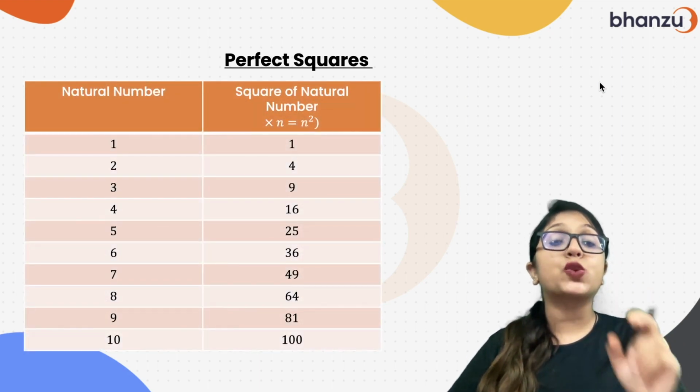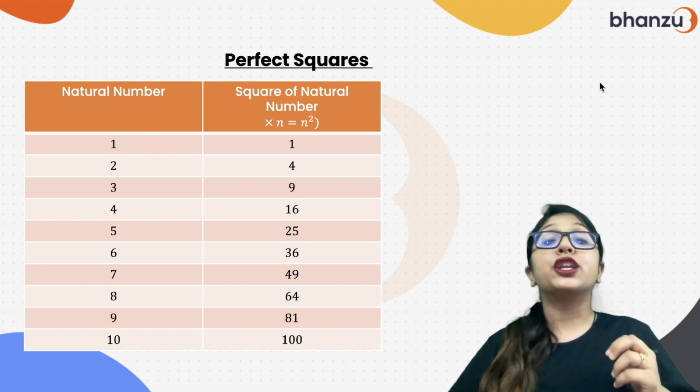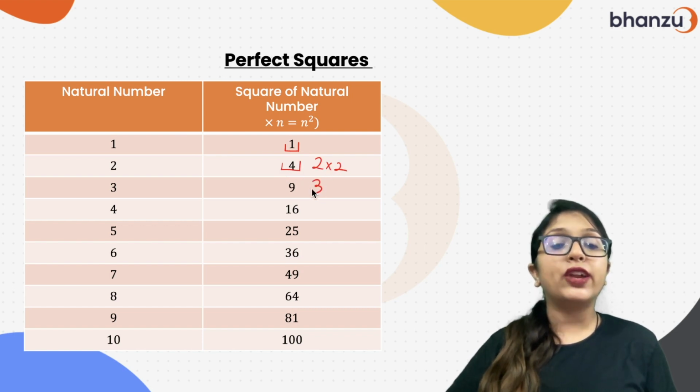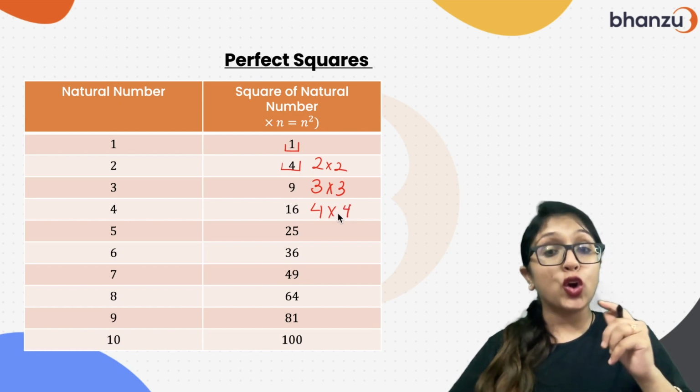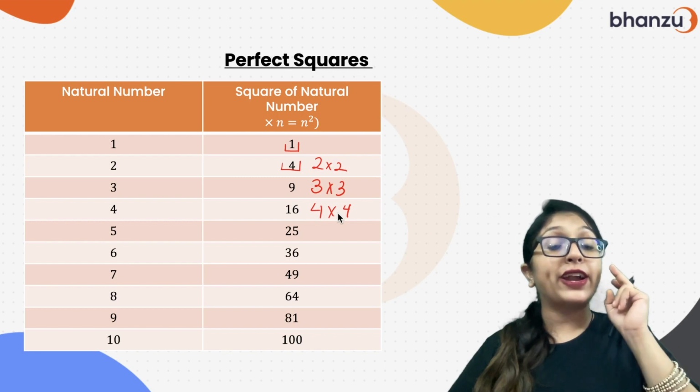Now we will quickly go ahead and see what perfect squares are. The perfect squares are the squares of natural numbers. Now we can see that this is the square of 1. This is the square of 2. 2 times 2 gives us 4. 3 times 3 gives us 9. 4 times 4 gives us 16. So the squares of natural numbers are the perfect squares.